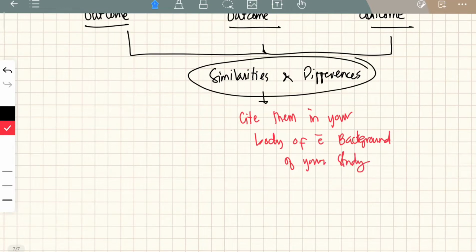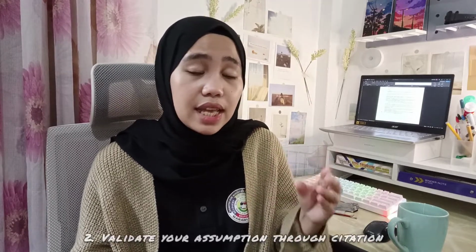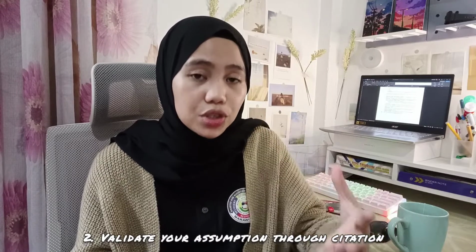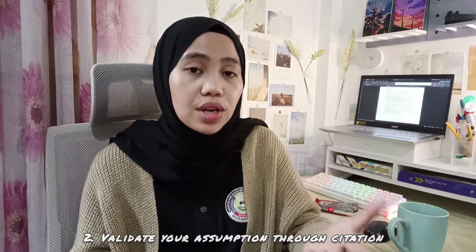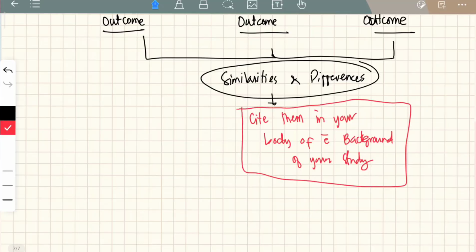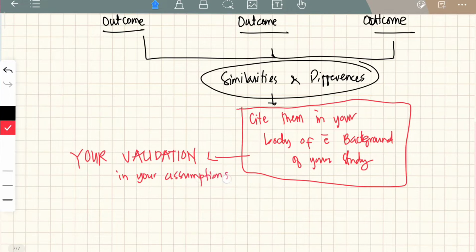So the second point is you have to validate your assumption through citing those. So it's not only citing those researches. You are also citing those research kasi it validates the assumption you made in the first paragraph, okay, of your background of the study.